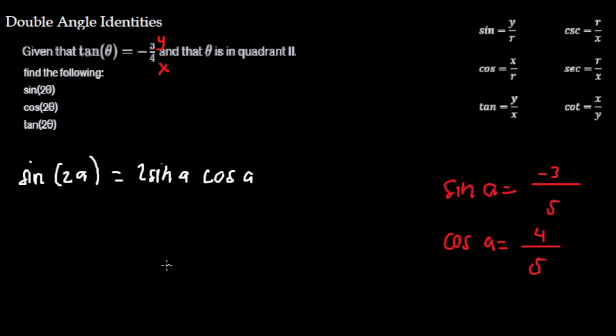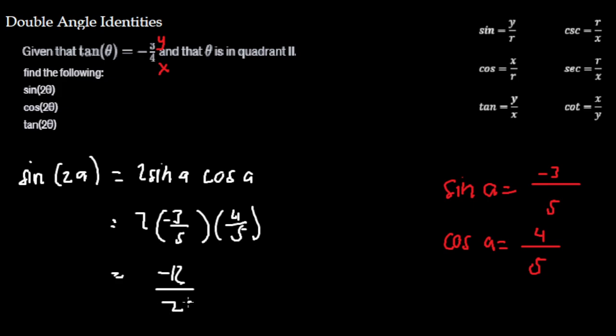Now, it's just a matter of substituting. Sine of 2a is equal to 2 multiplied by sine of a, which is negative 3 over 5, multiplied by the cosine of a, which is 4 over 5. Now, let's solve. Negative 3 times 4 is negative 12 over 5 times 5 is 25, multiplied by 2.